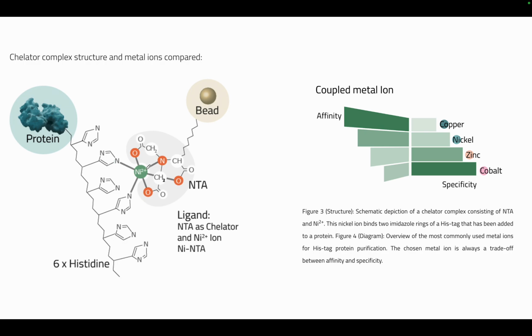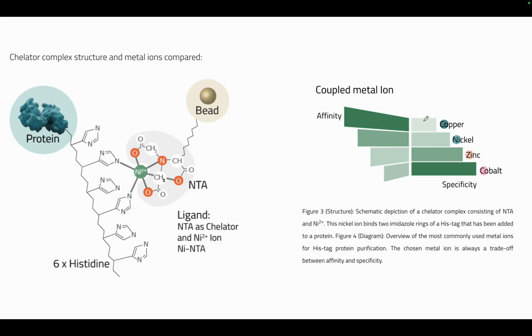Now, often you'll hear it referred to as nickel NTA chromatography, but there are also other metal ions that can be used. Here you can see that we can also use copper, nickel, zinc, and cobalt, but there is a trade-off. Copper has very high affinity for the His-tag. It means a lot of protein will bind, but very low specificity. That means we'll get a lot of protein, but it will not be a very pure eluate. So then that is just increasing our work in the downstream processing stage.